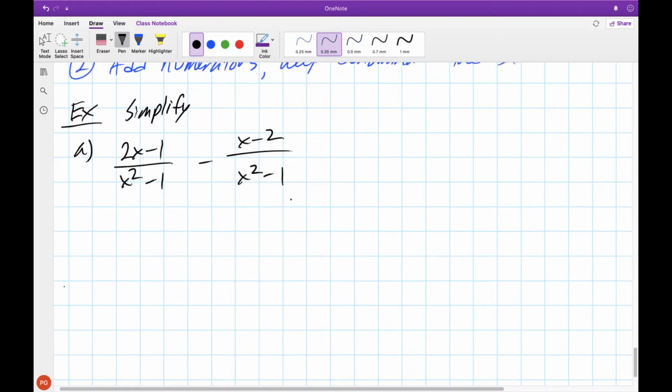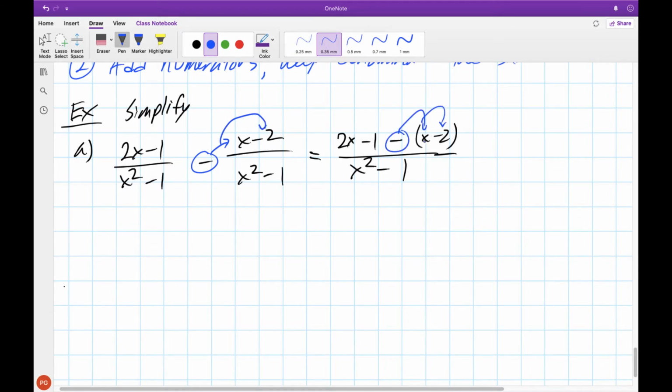Let's take this for example. As we can see, our denominators are the same, so all we have to do is add or subtract our numerators. Our denominator is going to stay the same. Now be careful, when we have a minus sign out front like this, we're subtracting this whole thing, both parts. So this negative sign is going to go on both parts of our numerator, giving us this result. We can simplify our numerator.